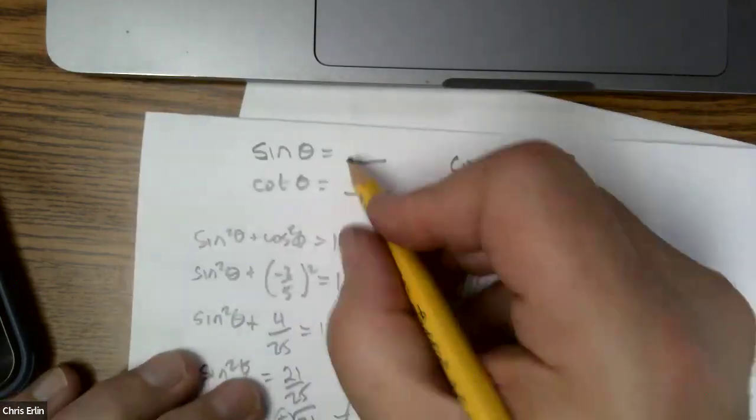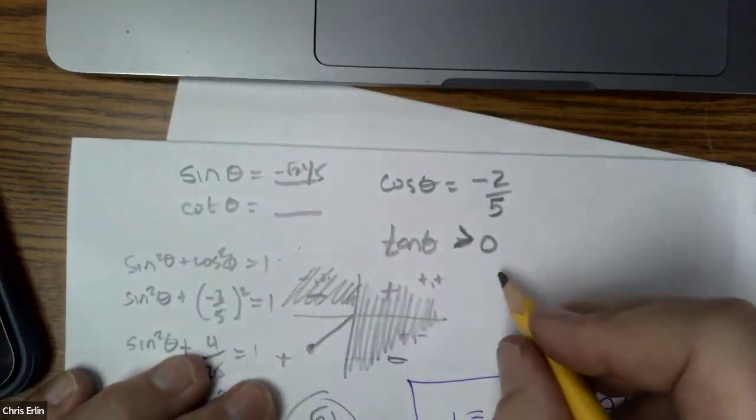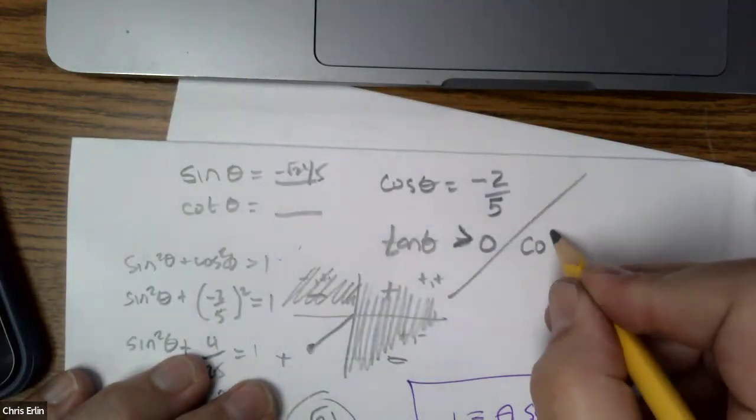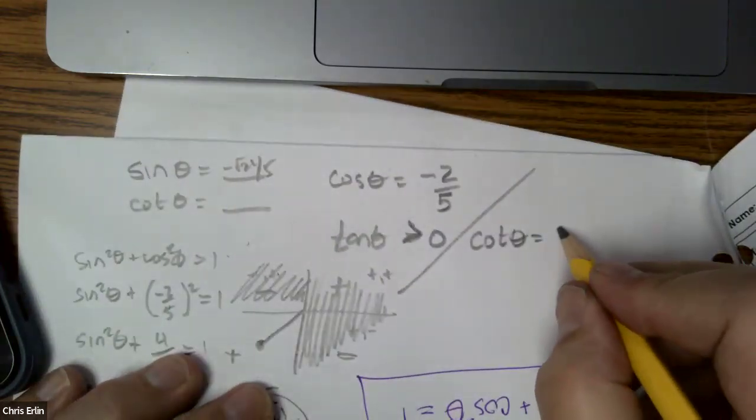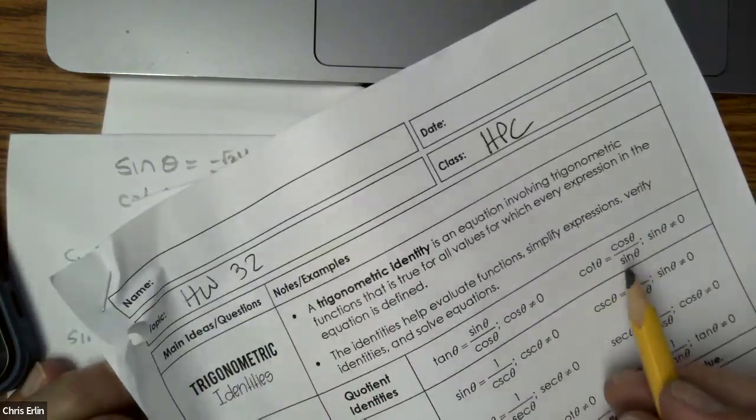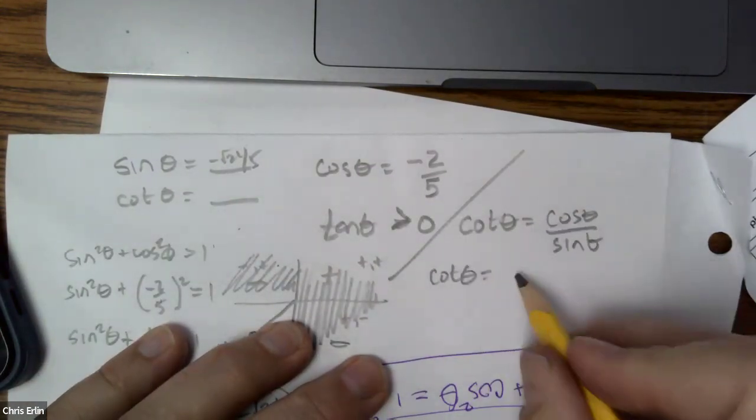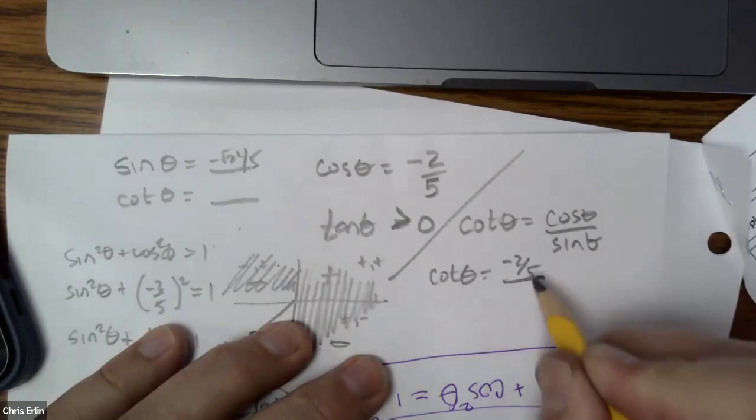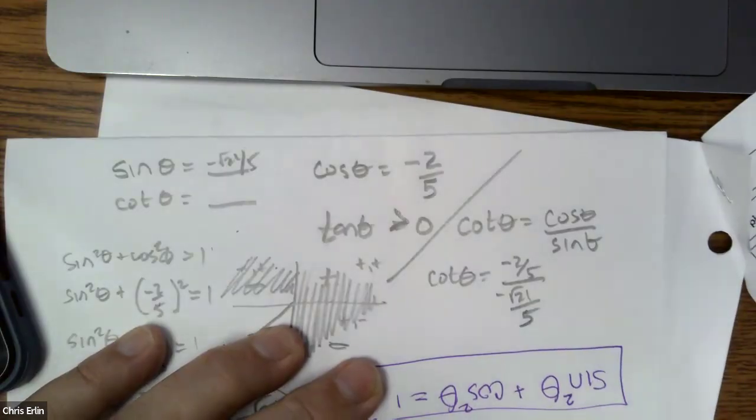The second piece it asks for is the cotangent of theta. We can use our quotient identities for the cotangent. We know that cotangent is equal to cosine theta over sine theta. Again, that was in our first page here. And so I'm just going to substitute. Cotangent of theta is equal to negative 2 over 5 over negative root 21 over 5.